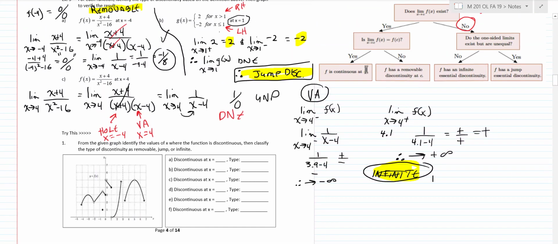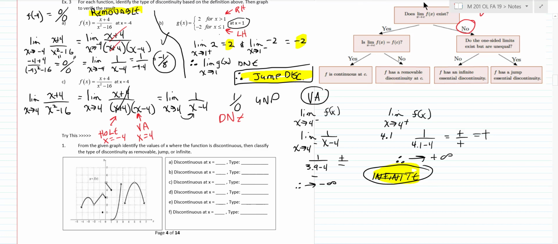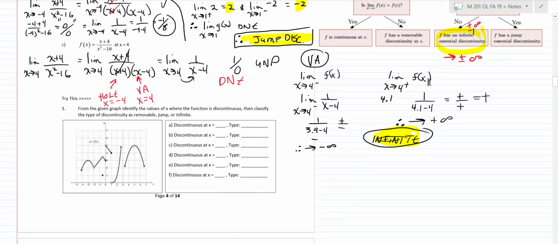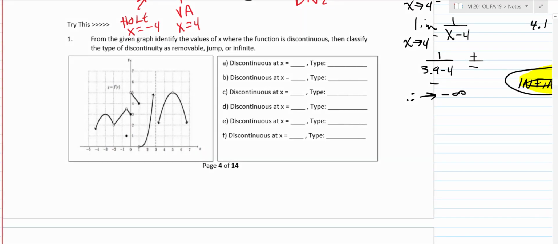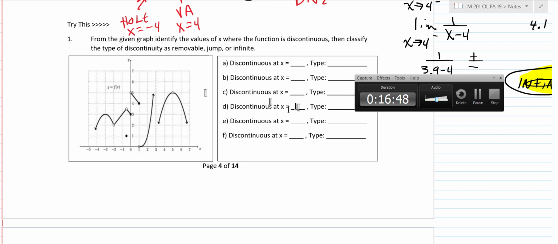So pause if you need to look over what I did there. And again, I'm just sort of following the flow chart. Kind of the key thing on here, when you get an infinite discontinuity, is that the left and right hand limits are going towards infinity. That's probably a better thing to write on here. Do the one side of the limits exist but are unequal? Yes, it's a jump discontinuity. They exist in their infinity. This is probably a good way to think of this part right here: the limits go to plus or minus infinity. Okay, so go ahead and pause and let's do these two.